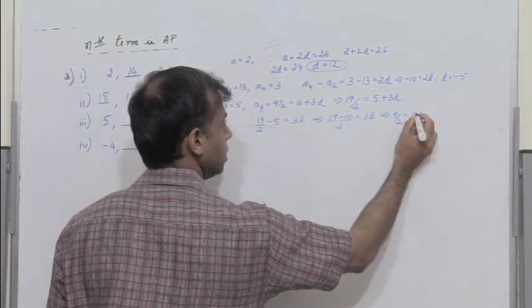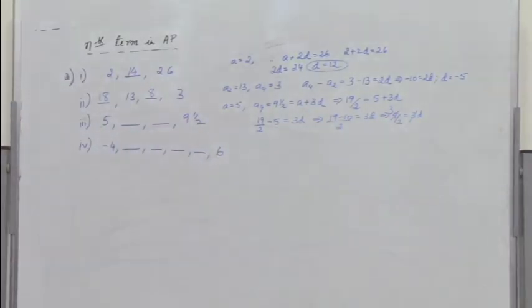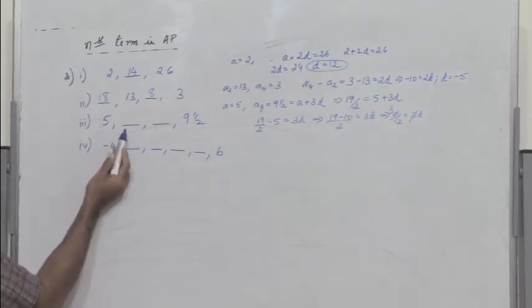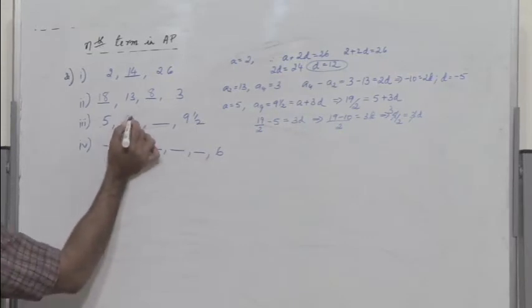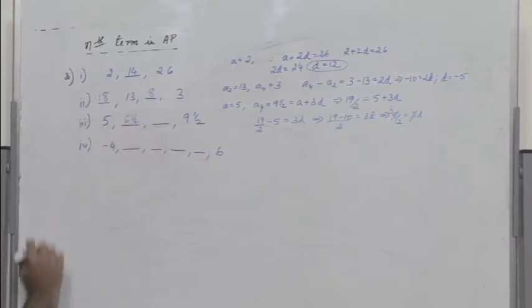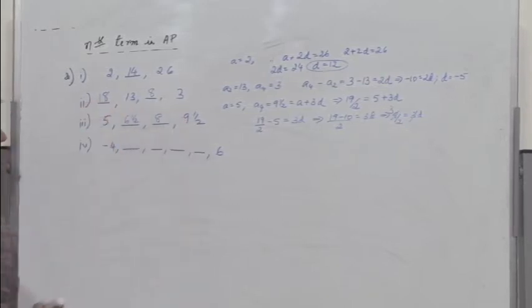equals 3D. So 3 and 3. So I have D equals 3 by 2. Right? So the difference between the two terms is 3 by 2. So I have 5 plus 3 by 2. 3 by 2 is nothing but 1.5. So I get 6.5. 6.5 plus 1.5 is 8. 8 plus 1.5 is 9.5.